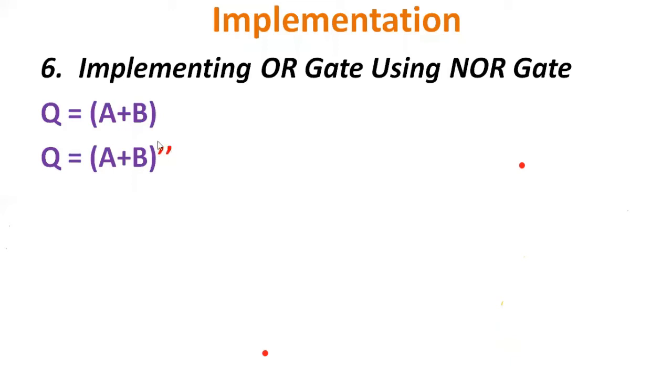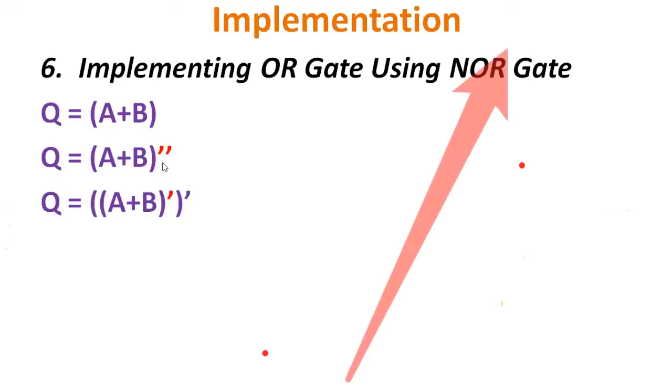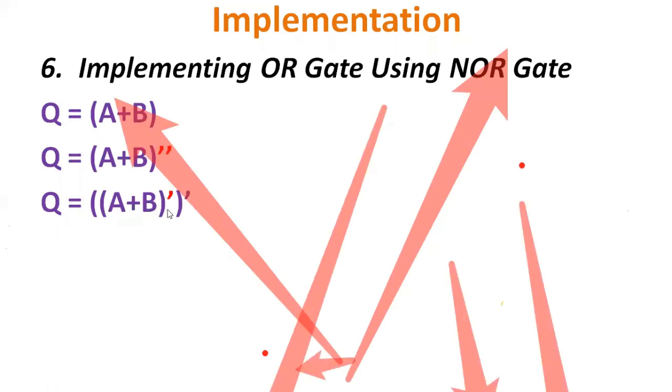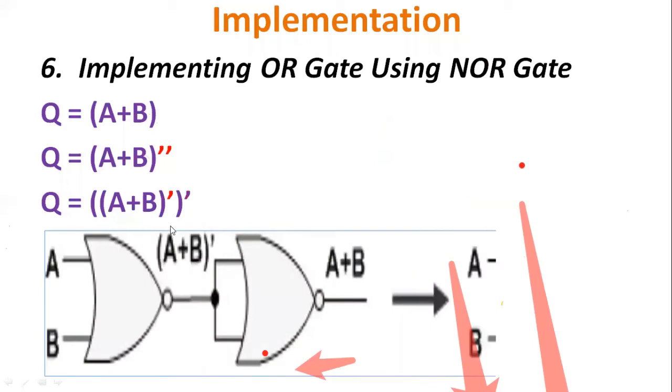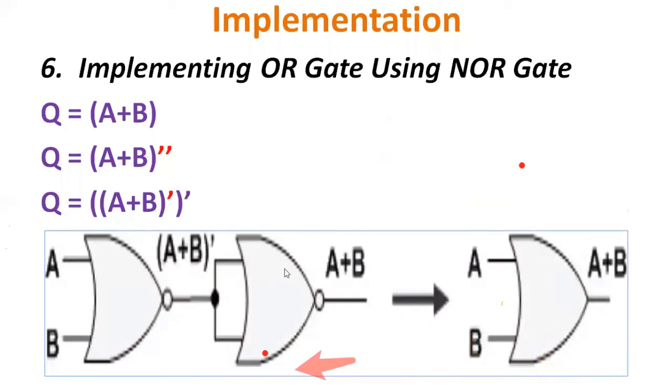Out of these two bars, I will give the first bar to the a plus b expression. So the implementation looks like this. First you get (a plus b) bar at the first output, and finally the NOT operation should be done again, so again a NOT gate is used, with the input terminals shorted and taken as a plus b.